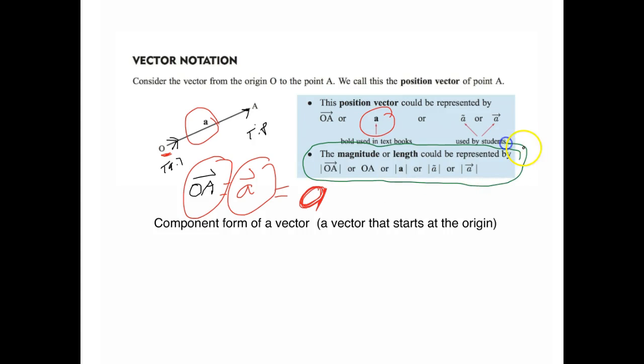but magnitude is symbolized with the absolute value sign you see here. So if you see this, it does not mean absolute value. It means find the magnitude of that vector. I can't stress that enough. That means find the magnitude.